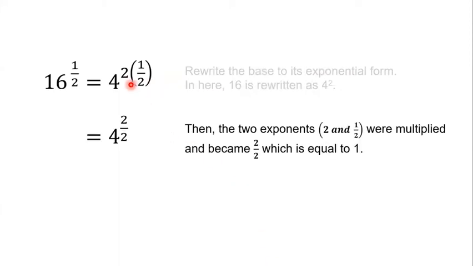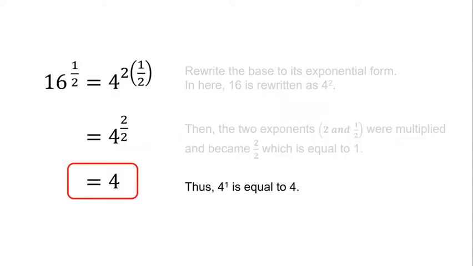Then, i-multiply natin yung mga exponents. That is numerator times the numerator and denominator times the denominator. That is 2 times 1 equals 2 and 1 times 2 equals 2. Kaya we have 2 over 2 which is equal to 1. Thus, 4 raised to the first power is equal to 4, our final answer. Remember, hindi na kailangan isulat ang 1 na exponent. Understood na yun ha?